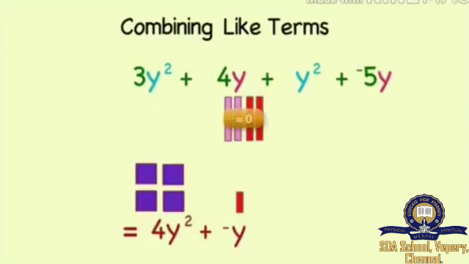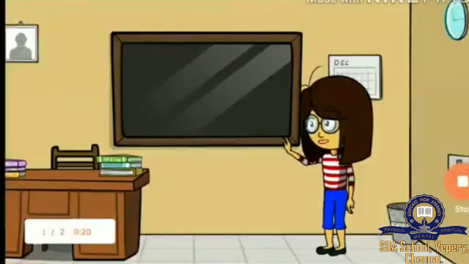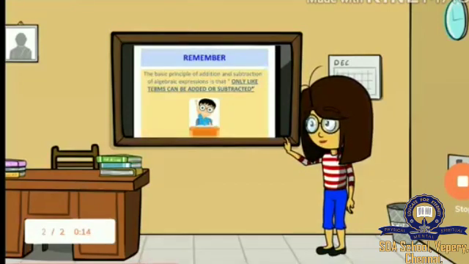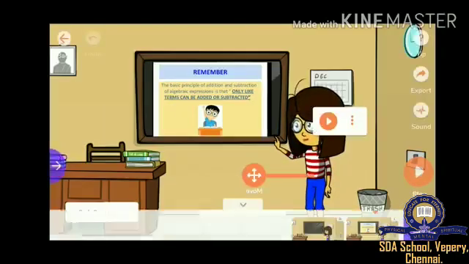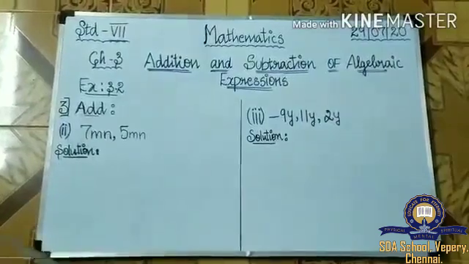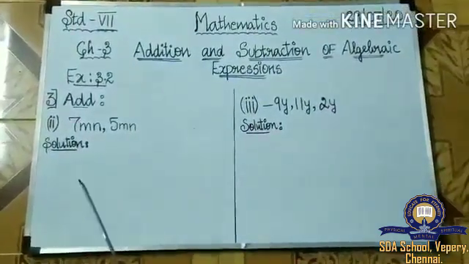Based on the like terms, now we are going to learn addition and subtraction of algebraic expressions. In addition and subtraction, we have a basic principle. Okay, let us just remember it. The basic principle of addition and subtraction of algebraic expressions is that only the like terms can be added or subtracted. Okay students, are you clear? Based on the following steps, we are going to solve the exercise sums.